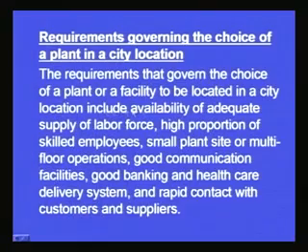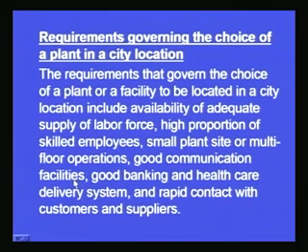Now, what is the other point? We have seen 2-3 different points till now. On your screen you can see availability of adequate supply of labor force and high proportion of skilled employees, which we have already covered. Small plant size means the area required is less, or multi-floor operations are possible. Good communication facilities are available. We have seen that many companies doing business processes, BPO companies, BPO operations, are setting up in areas where the communication facilities are very good.